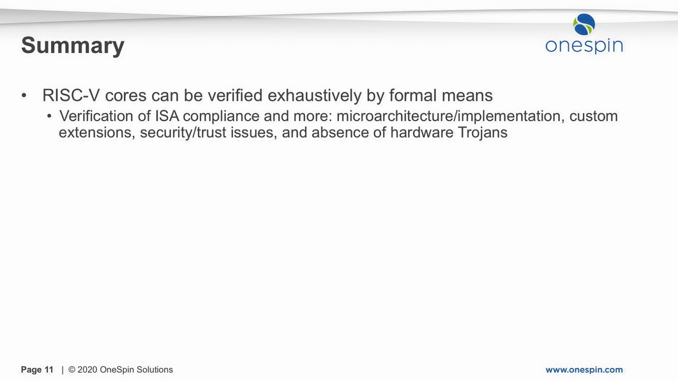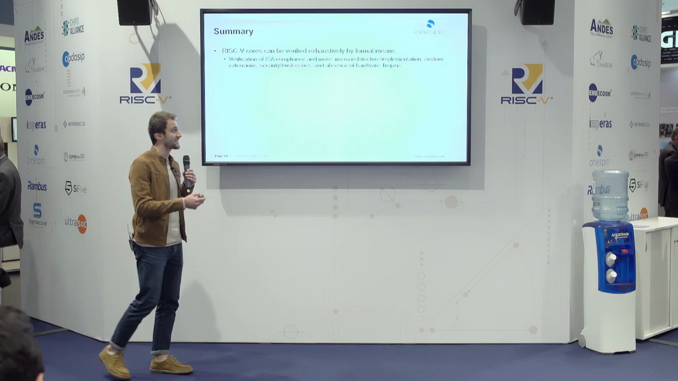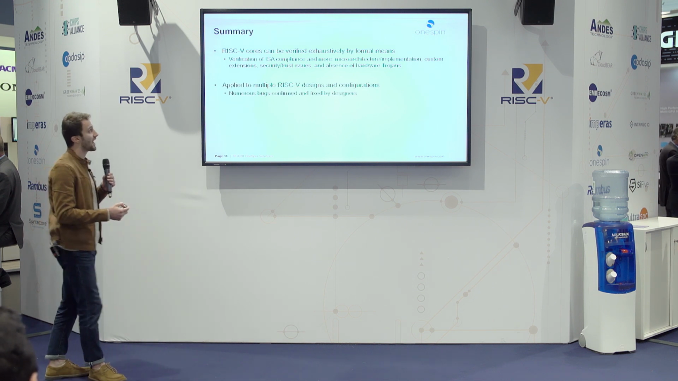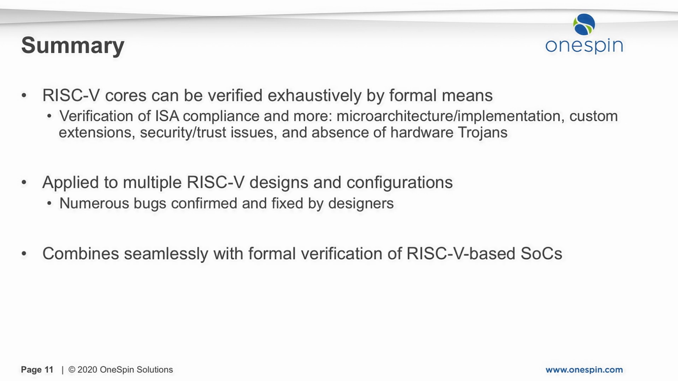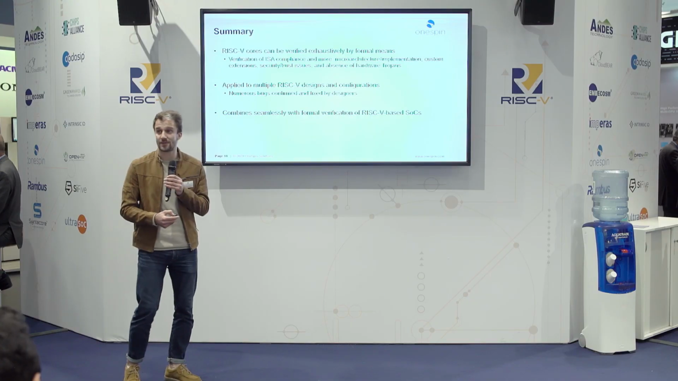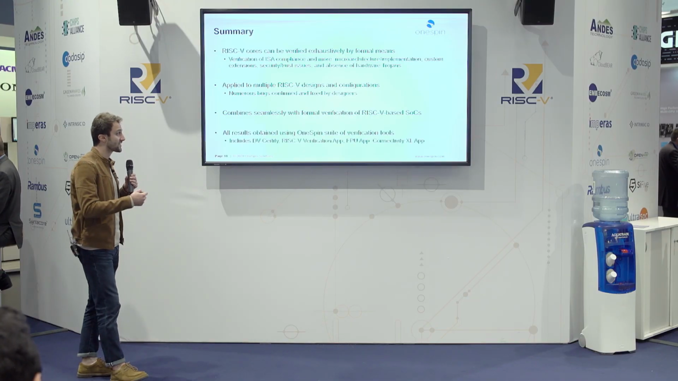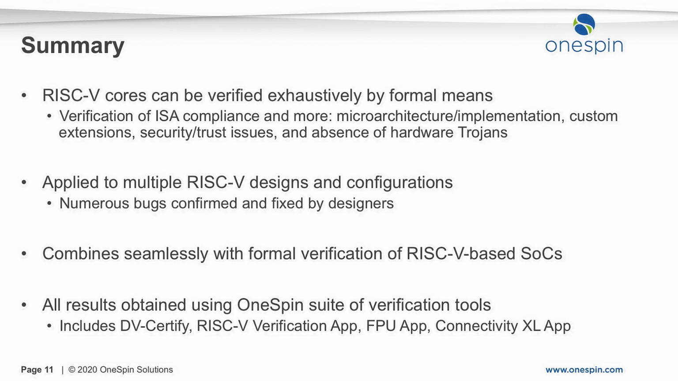So to summarize, we talked about how RISC-V cores can be verified exhaustively to be sure that there are no bugs and no unintended behavior that you don't want to be executed. Beyond the core, we covered figuring out security or trust issues and the absence of hardware Trojans. We saw how this has been applied to multiple RISC-V cores, and how we could combine the already existing formal automated apps with this app to verify whole system on chips. And finally, all these results were obtained using the OneSpin suite of verification tools.